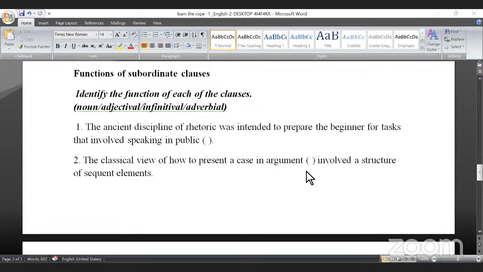Yeah, try answering. Don't wait for the answers. This is the practice session for you. It is an adjectival clause that involves speaking in public.